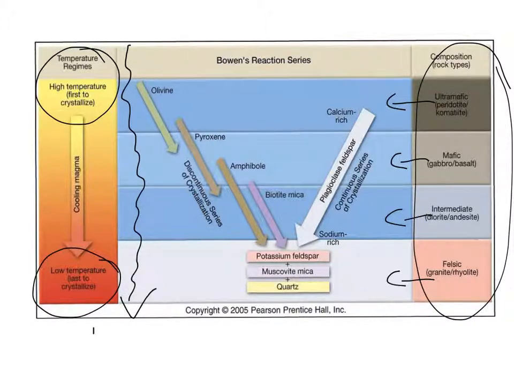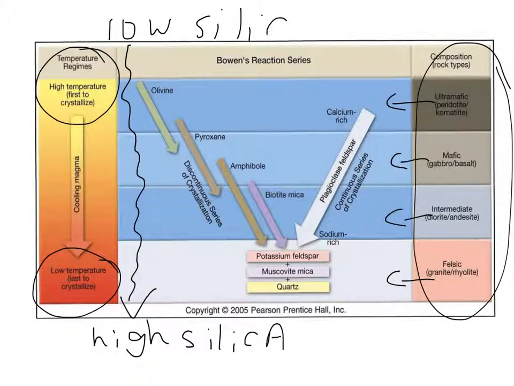The only thing that's missing from this diagram is there should be an arrow coming down like this that also says that as you get towards the bottom here, you get high silica, and up here towards the top, you get low silica. And that is really, really, really important. So when I think of volcanoes, I think of one word, I think of silica.